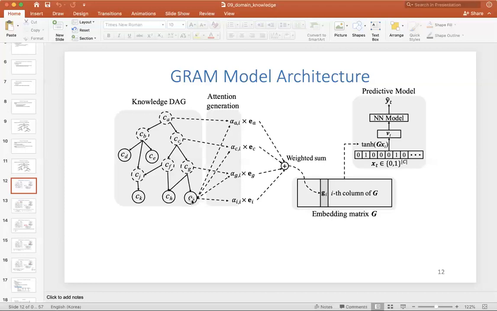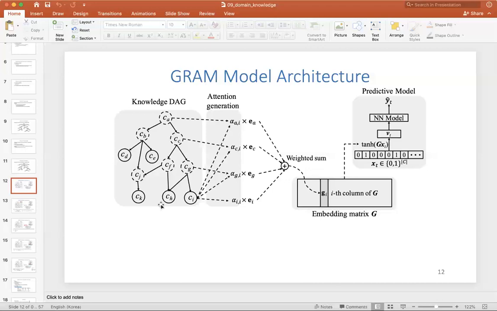So you can assume that there should be embedding vectors for all the nodes in the disease code hierarchy. Previously there were only embedding vectors for the leaf nodes, but now we assume that there are embedding vectors for all the nodes in the DAG. So CA would have EA, CC would have EC, CG would have EG, CI would have EI. There would be a predefined embedding vector space.